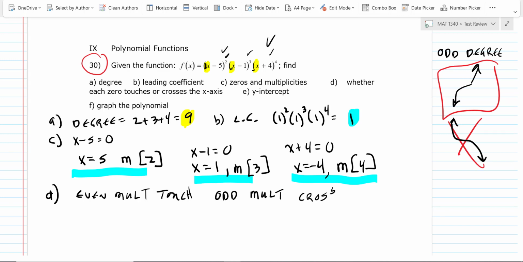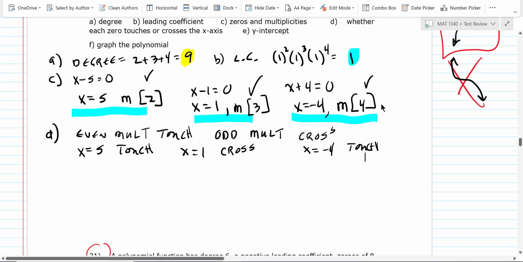Part D says just make that determination. At the zero x equals 5, since you have an even multiplicity, you're going to touch. At the zero x equals 1, you have an odd multiplicity of 3, so that means you're going to cross. At x equals negative 4, you have an even multiplicity of 4, so you touch again. I just have to remember that simple rule.